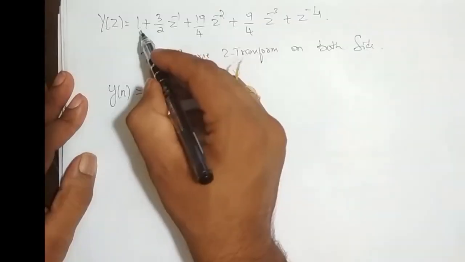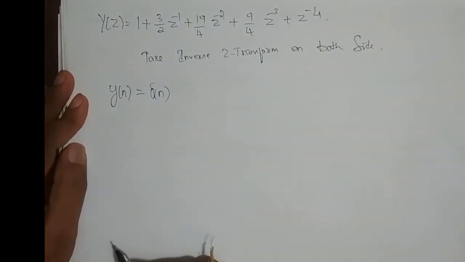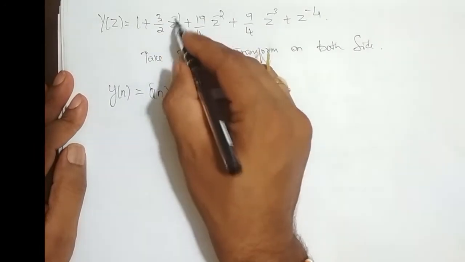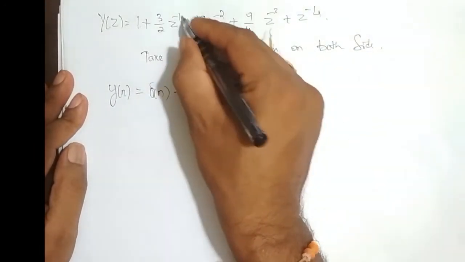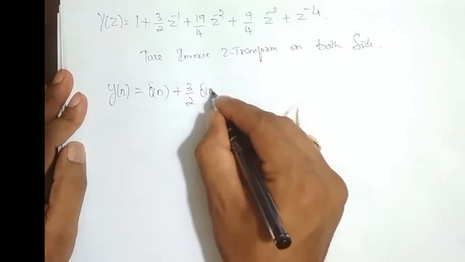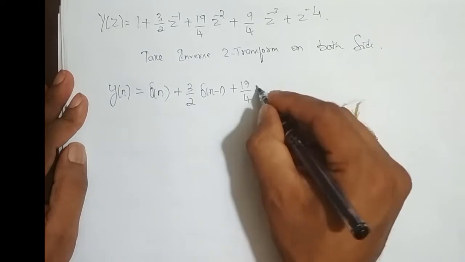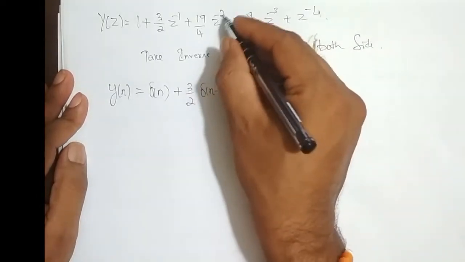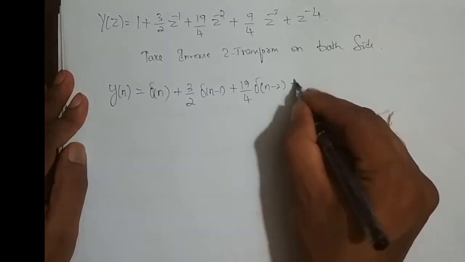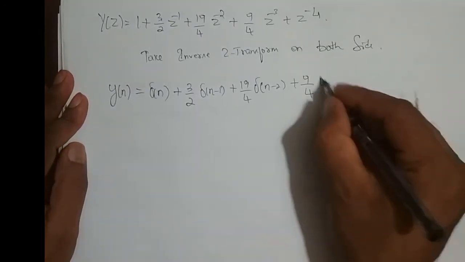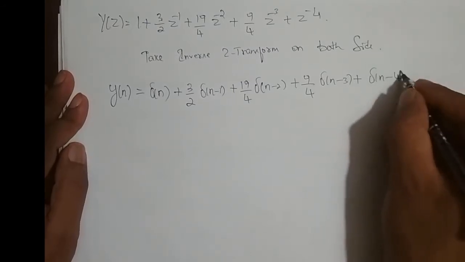Okay, it is equal to, what is the inverse transform of 1? Delta of n. What is the inverse transform of 3 by 2 z power minus 1? It is plus 3 by 2, which remains constant, and z power minus 1 is delta of n minus 1, plus 19 by 4, by the time shifting property, z power minus 2 is delta of n minus 2, plus 9 by 4 delta of n minus 3, plus delta of n minus 4.